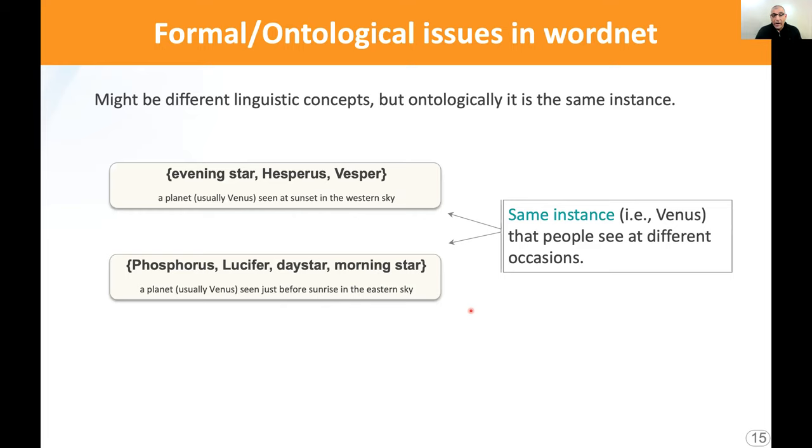This is another case where we have a morning star and evening star as two different synsets or concepts in WordNet. This might be indeed different linguistic concepts, but ontologically, it is the same instance that we will see at the same time, at different times. So if you see me in the morning and if you see me in the evening, I'm still the same individual. So it's Venus, that we will see in the morning or in the evening. So should we consider it the same instance or not? From an ontology point of view, it is the same instance, while in WordNets, it's considered a different concept.